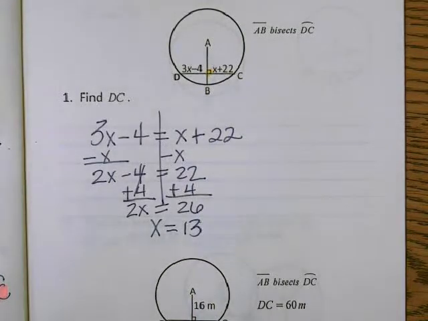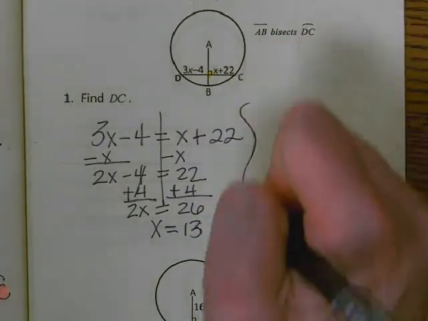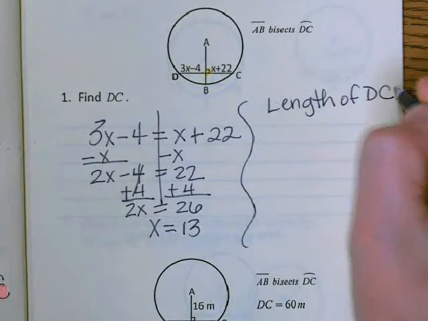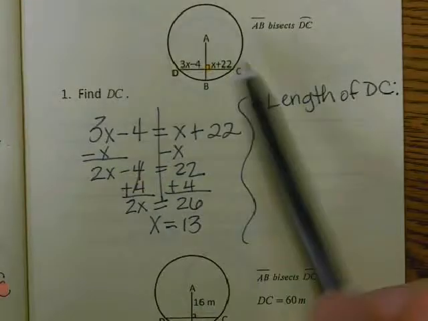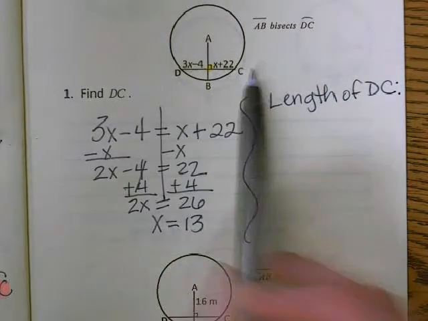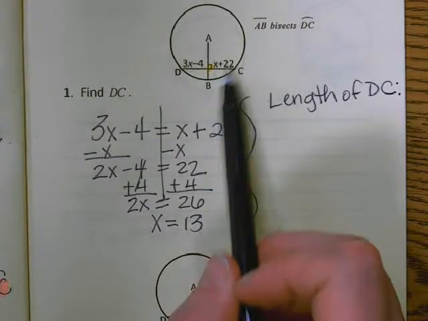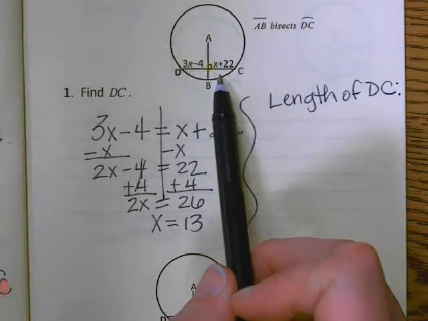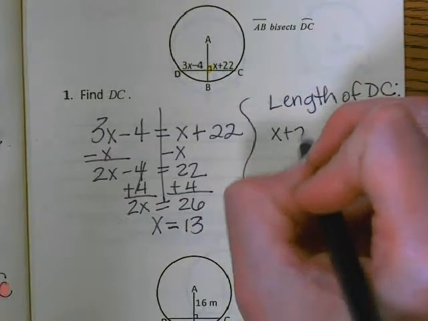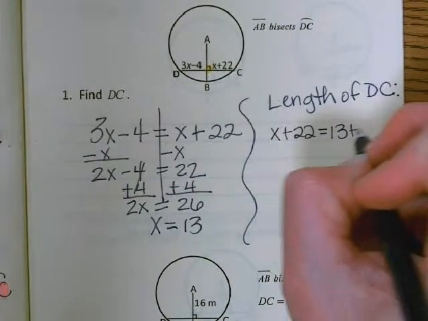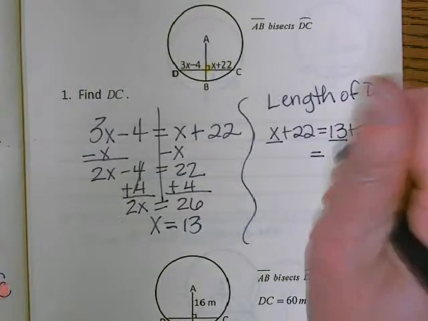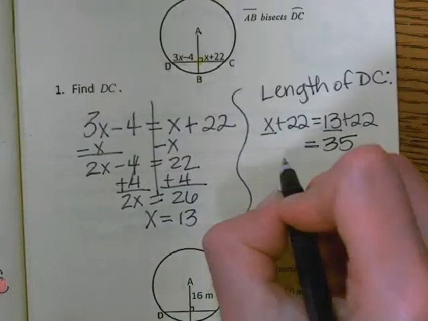So you can do it in one of two different ways. So that's finding x. So then we'll say the length of DC. That's what this side is. So you can find part of it and then multiply it by 2, or you can just plug in x and add it all together. My preference, I like to put it into this part right here for x plus 22 and then multiply by 2 when I'm done. So x plus 22 equals 13 plus 22 because x and 13 are the same. 13 plus 22 is 35. This is half the line.